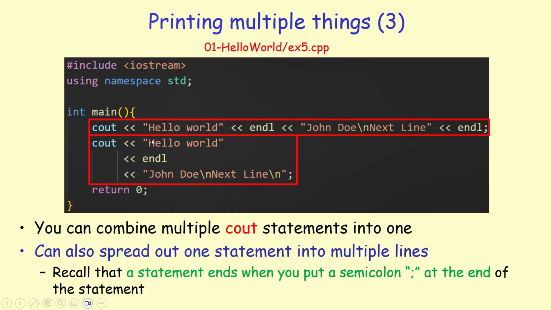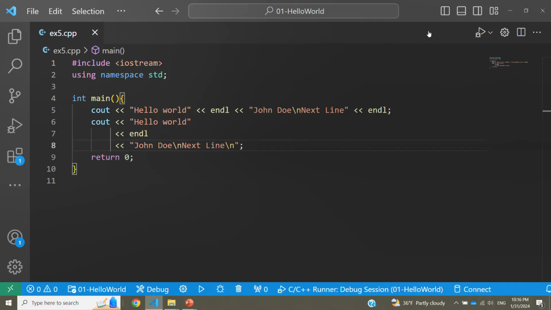So I can now clearly see that hello world is printed first, followed by endl, followed by this string. Remember, a statement in C++ is terminated, or the end of it is marked, only when a semicolon is encountered. So until the semicolon is encountered, the compiler assumes that everything up until that line is a continuation of the current statement.